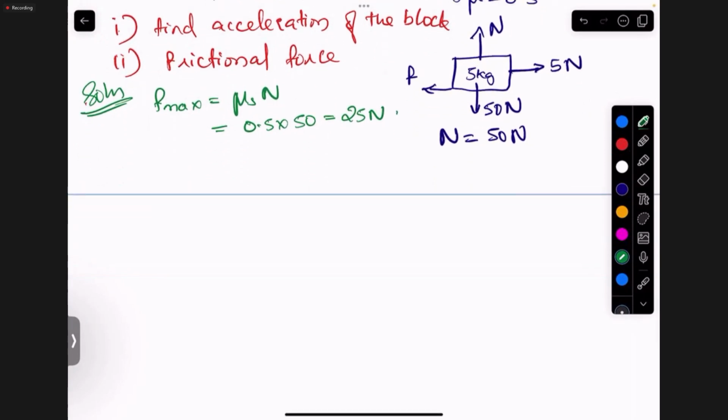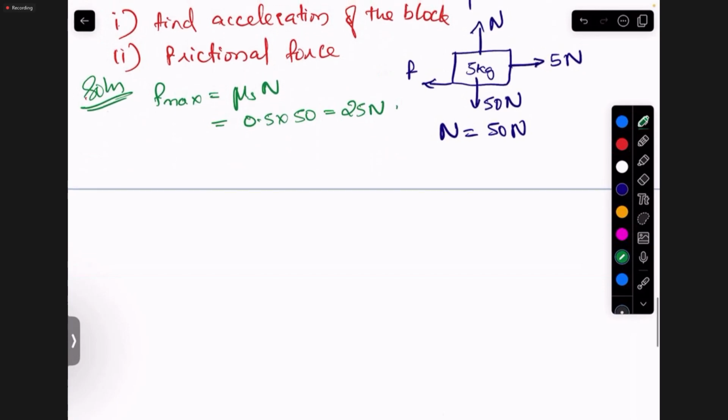So we know that whatever we are applying, the same proportional frictional force will be given back by the surface, up until the applied force is equal to the F max value. So here 25 Newton is the F max value, and whatever we are applying is very much less than the F max value. So F will be 5 Newton. So we found the frictional force, right?